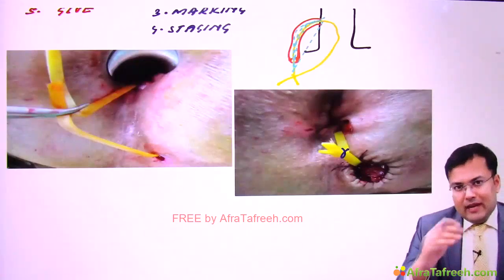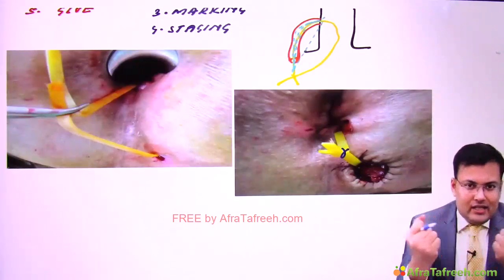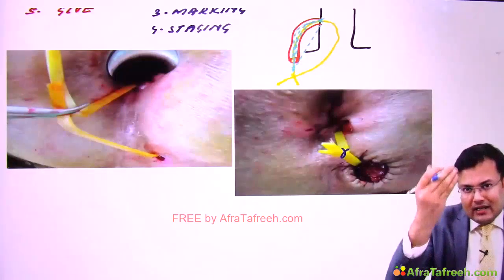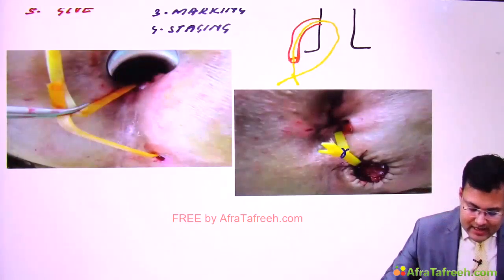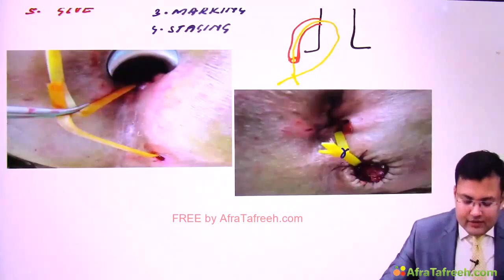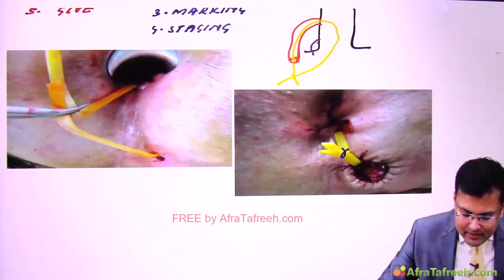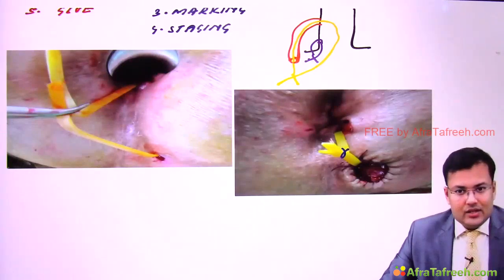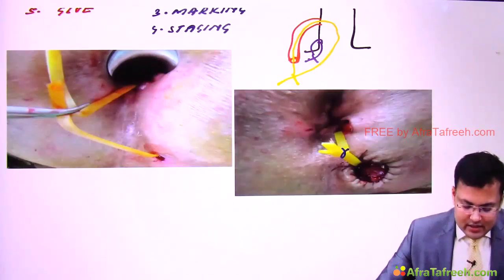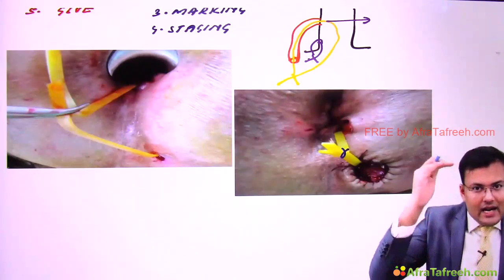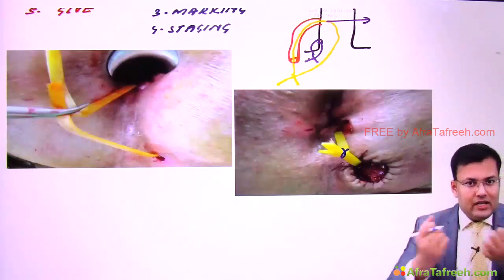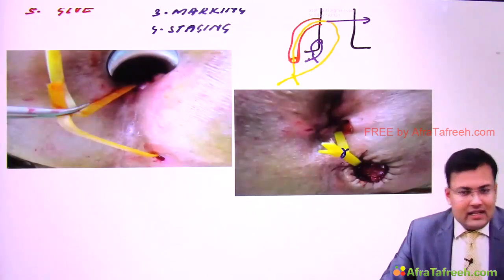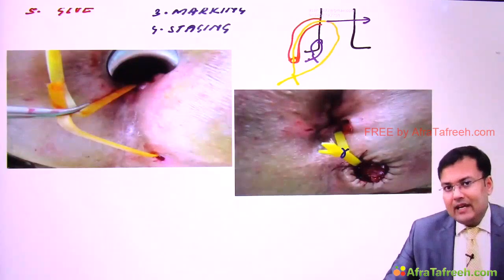And what is the problem? Suppose I'm going to tighten the Seton every week, so it will start cutting the soft tissue, and after some point of time, it reaches this place. So this is known as cutting Seton. What is the advantage of cutting Seton? If a patient is having high-lying fistula and you are using cutting Seton, it is going to convert that high-lying fistula into low-lying fistula.